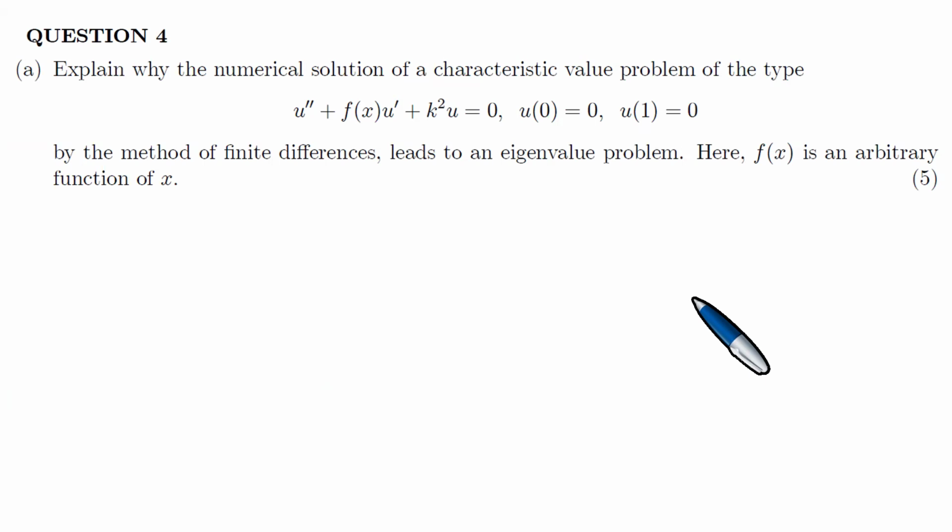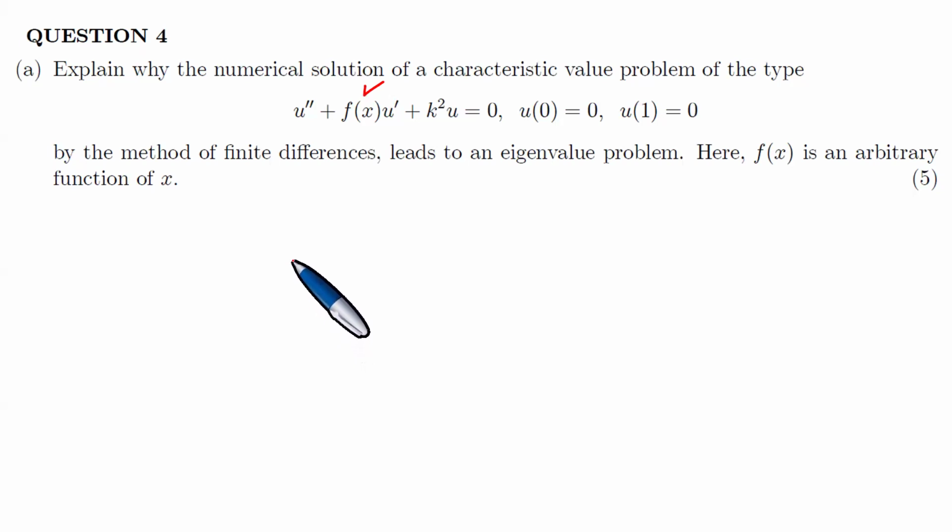We start by looking at this particular question. More often than not, students are expected to explain why the numerical solution of a characteristic value problem of the type u double primed plus f of x u primed plus k squared u equals 0, with the boundary values u at 0 is 0, u at 1 equals 0, by the method of finite differences leads to an eigenvalue problem. Here, f of x is an arbitrary function of x.